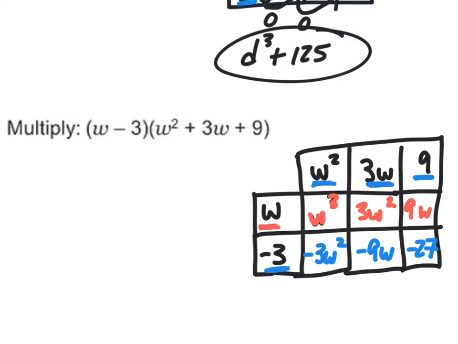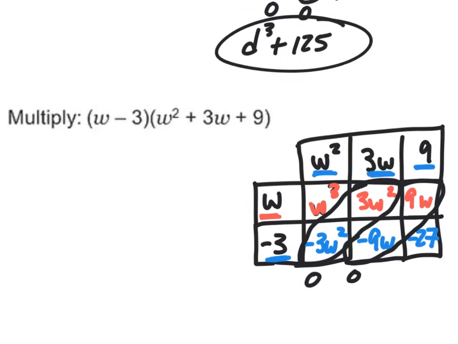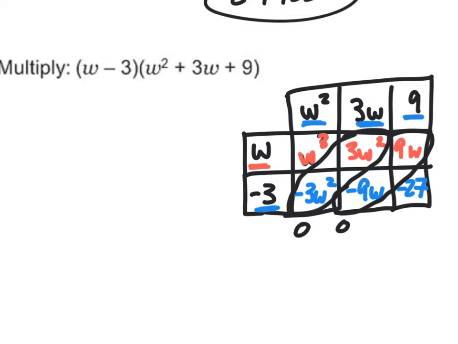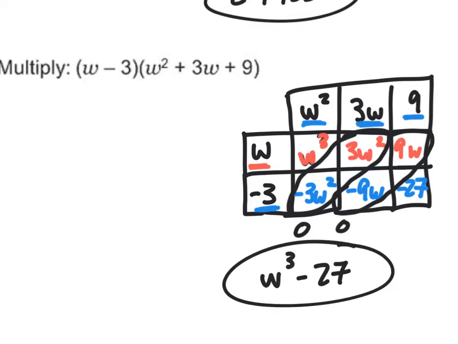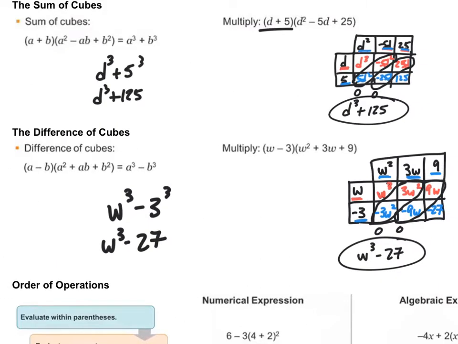Okay, so when I combine my like terms, again, notice what happens. Negative 3w squared plus 3w squared is going to add to 0. If they're opposites and you're combining like terms, then you're going to add to 0. Same thing with negative 9w and positive 9w. Those are going to add to 0. So as a result, in the end, you're just going to get w cubed minus 27, which is the same thing that we said we'd get here.